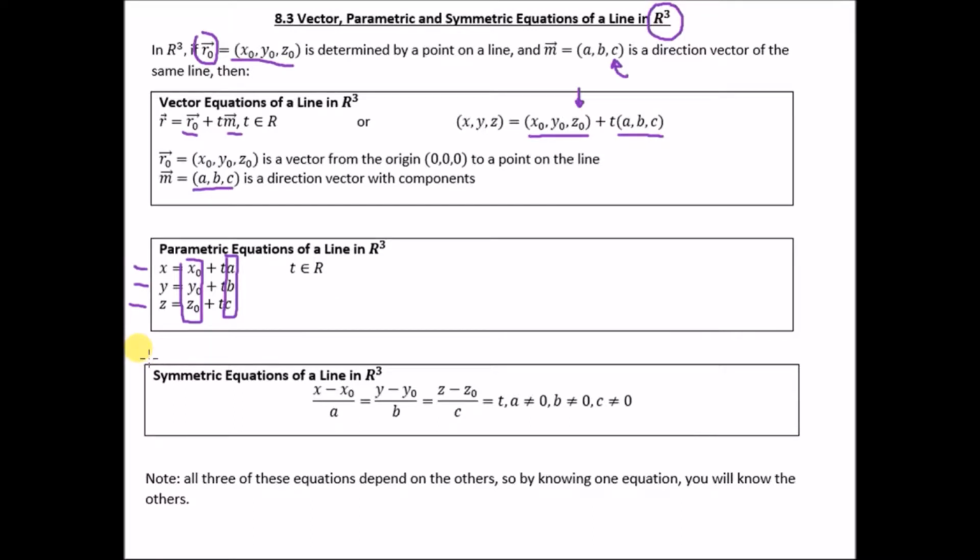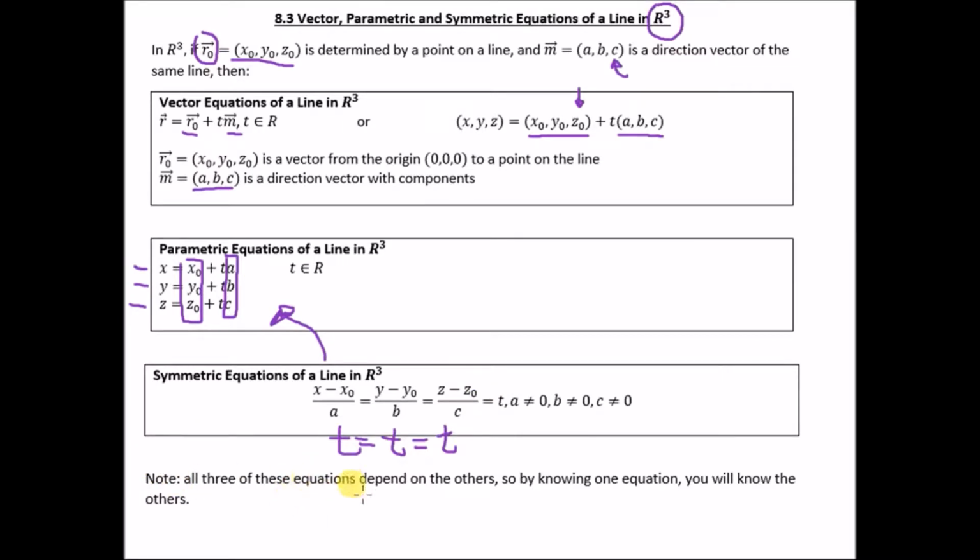Now, symmetric equations, this is a little bit different. So symmetric equations of a line in R cubed, what we're basically doing right here is we're going to take the parametric equations and we're going to isolate for t. And we're essentially going to have t equals t equals t. Okay, we're going to have some expression of t equals some expression of t for the y's equals some expression of t for the z's. And we're going to get deeper into that in just a second, okay?